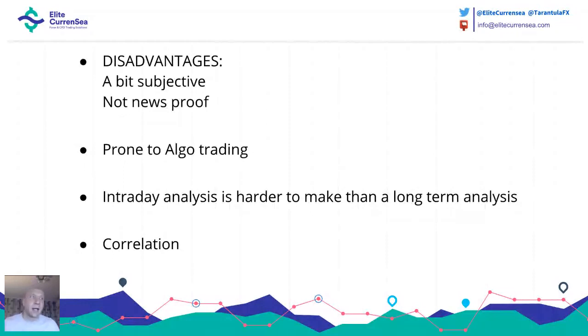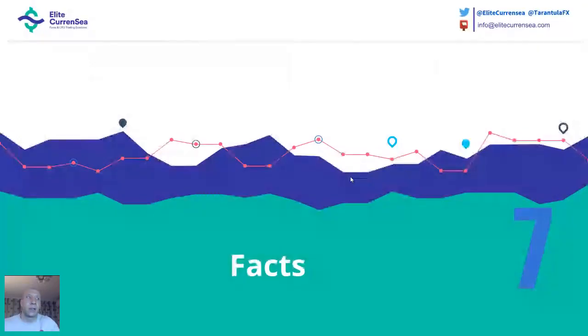Intraday analysis is harder to make than long-term analysis. Okay, you need to know that, because the price fluctuates a lot. Price fluctuations are a lot more prevalent on intraday time frames than on higher time frames. And as previously said, correlation can be your friend or your enemy. So that is why, as part of your technical analysis, risk should always be taken into account, with predetermined risks.